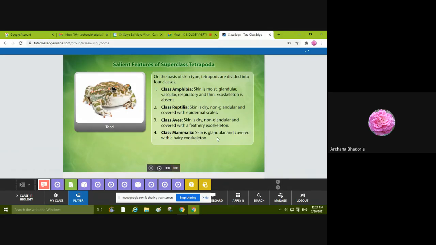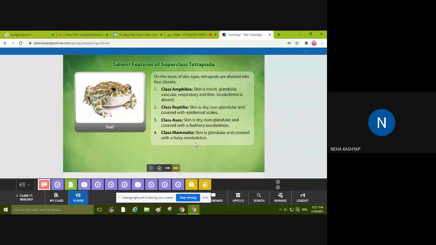Which glands are present in your skin? Can you name them quickly? Sebaceous glands. What else? One more. Sweat glands. Right. Sebaceous glands keep it oily, and sweat glands keep it wet. Sweat glands help in maintaining the body temperature, children. That's why in summer season you sweat a lot, and when the sweat evaporates, your body cools down. Our skin has hairs. All mammals will have hairy skin. What type of skin do they have?